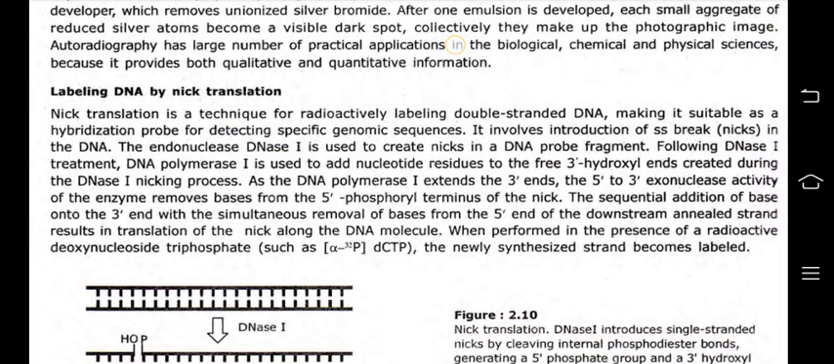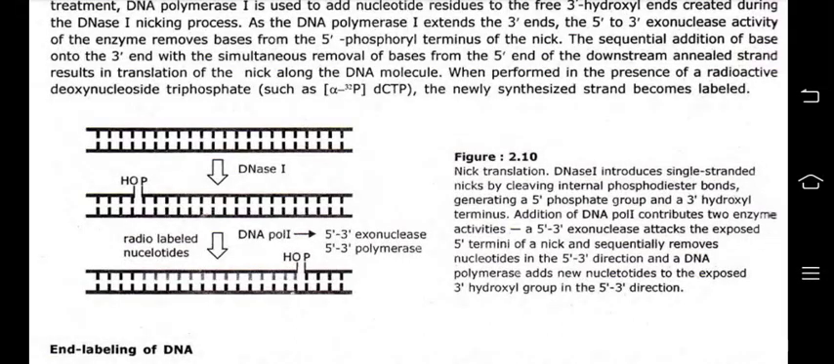As DNA polymerase 1 extends the 3' ends, the 5' to 3' exonuclease activity of the enzyme removes bases from the 5' phosphoryl terminus of the nick. The sequential addition of base onto the 3' end with the simultaneous removal of bases from the 5' end of the downstream annealing strand results in translation of the nick along the DNA molecule. When performed in the presence of radioactive deoxynucleoside triphosphate, the newly synthesized strand becomes labeled.